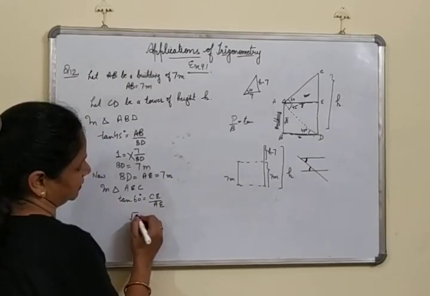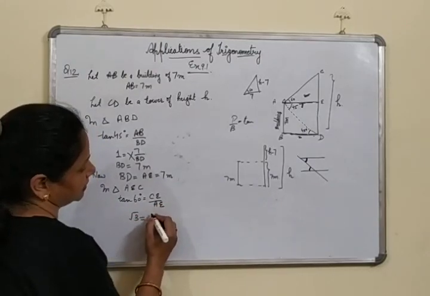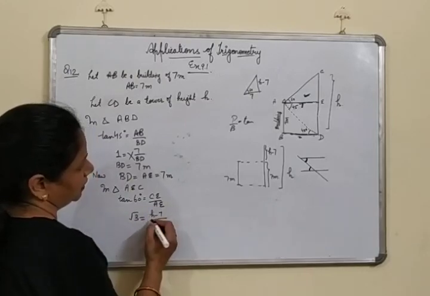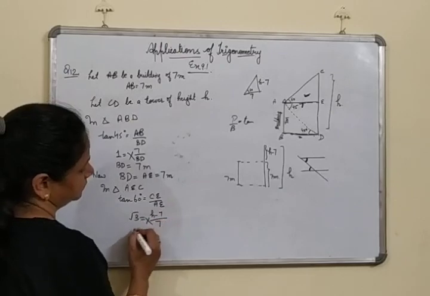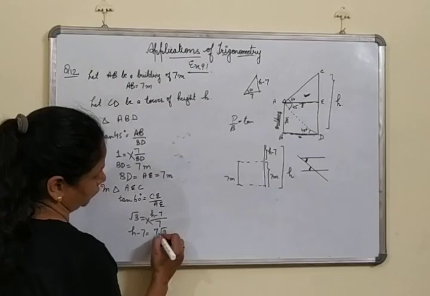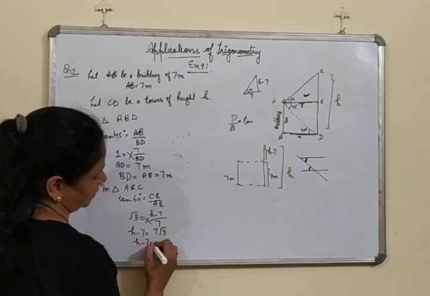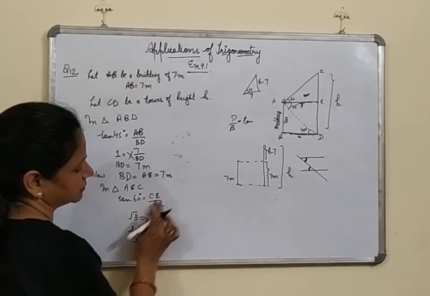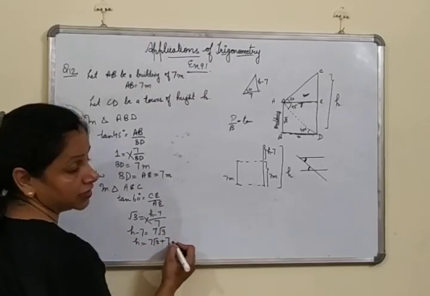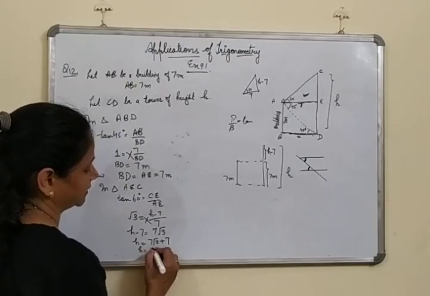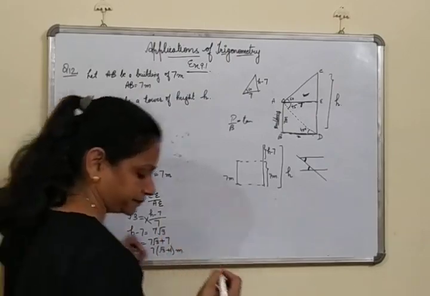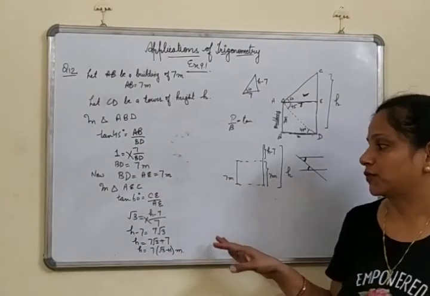Value for tan 60 is √3. CE is H minus 7 and AE is how much? AE is 7. That means H minus 7 is 7√3. Bring this minus 7 to this side, this will become plus 7. You can leave it here or just solve it, take 7 out and you can write it as 7(√3 + 1) meter. Fine. I hope this question is understood.